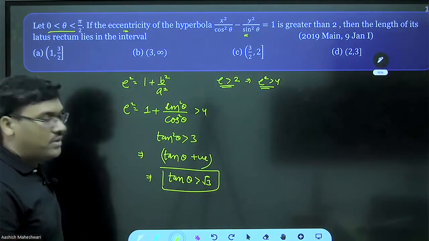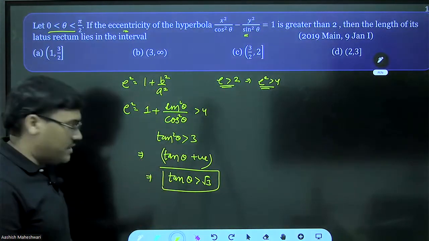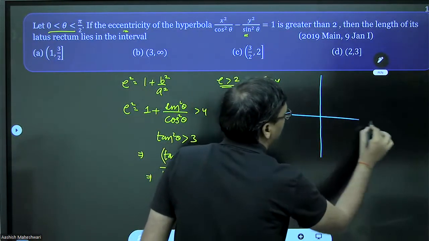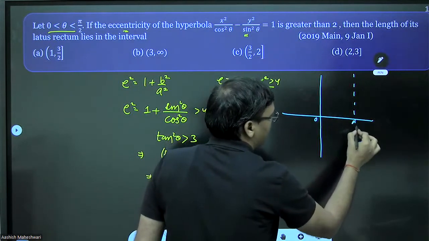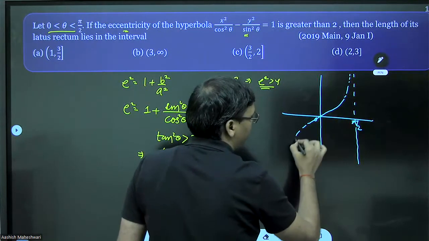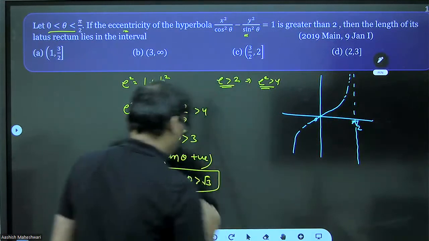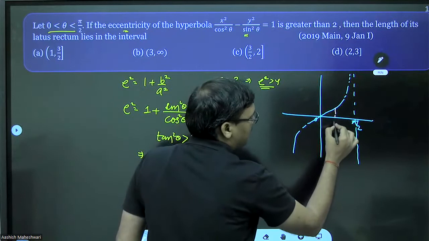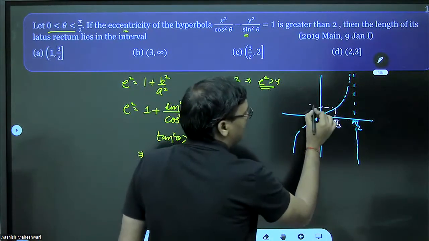Now we know if tan theta is greater than root 3, tan theta is an increasing function. I'll just discuss this. This is the graph of tan theta I'm drawing between 0 and pi by 2. This is 0. This is pi by 2. It's something like this. So you can see between 0 and pi by 2, tan theta is an increasing function. So can we say theta's corresponding value is pi by 3? At pi by 3, this is root 3.